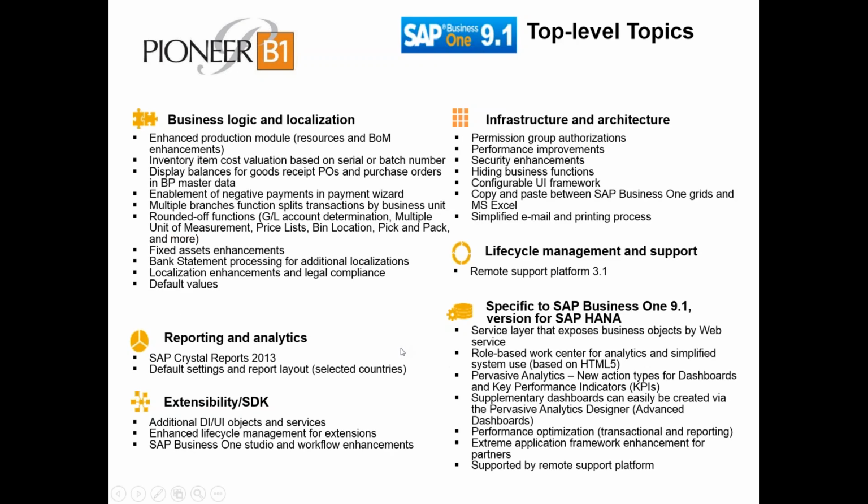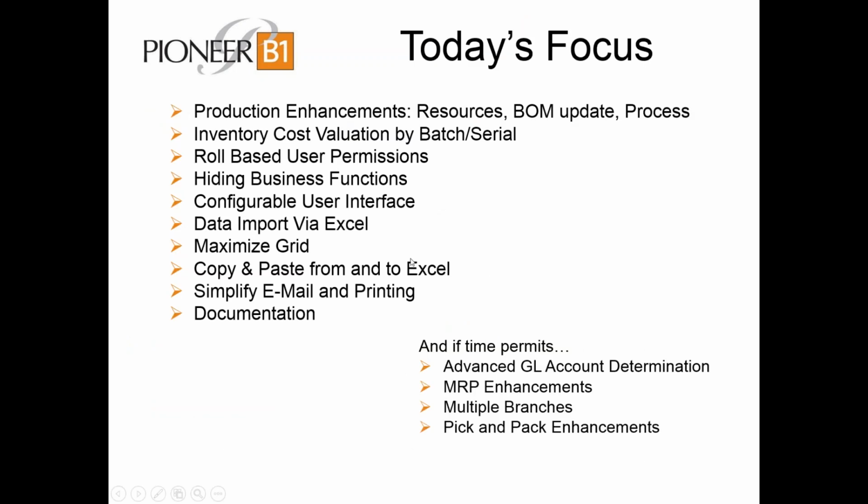So out of the big list that we have here, I have focused on some of those areas. We're going to talk about some of the production enhancements in 9.1, like resources, BOM update, and some process improvements that SAP has made. We're going to talk about inventory cost valuation, which was introduced to do that by batch or serial number.